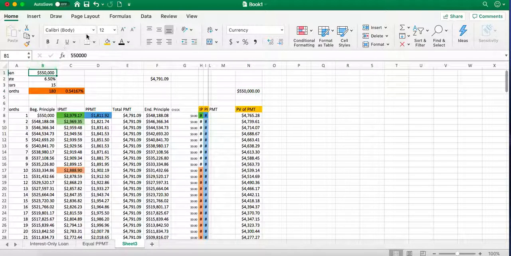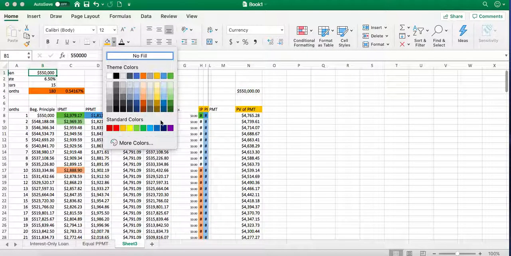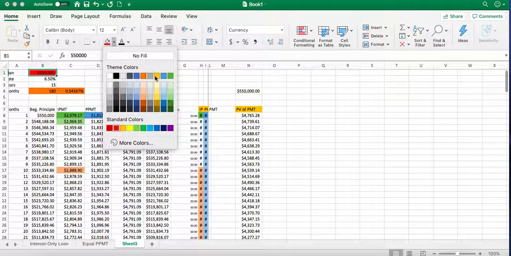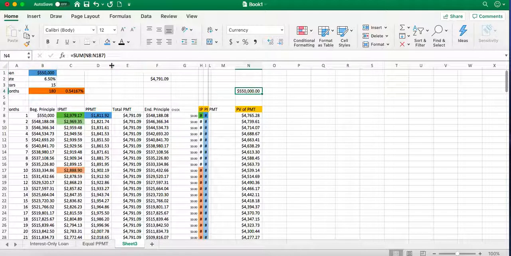See? I'm going to make this probably red. Nope, not red. That's a bad color. So this value is the same as this value. And this means that this loan for this specific interest rate is a fair loan. So there you go. That's basically it for this one.